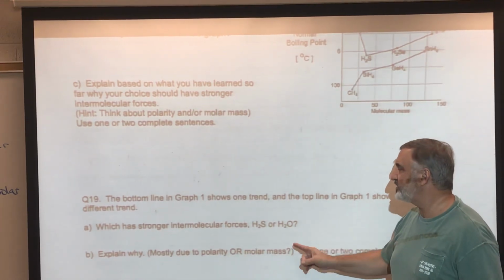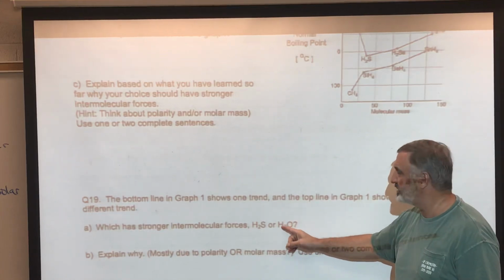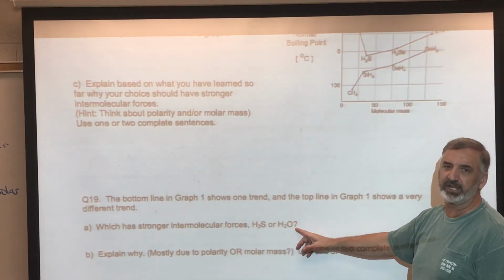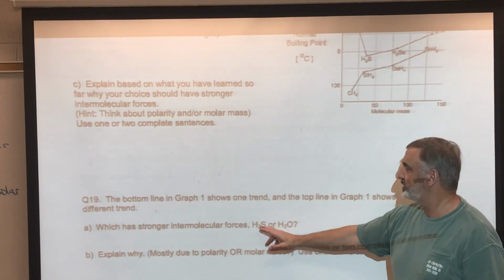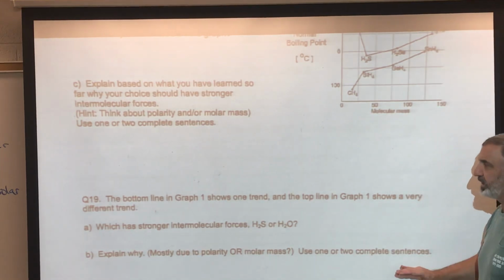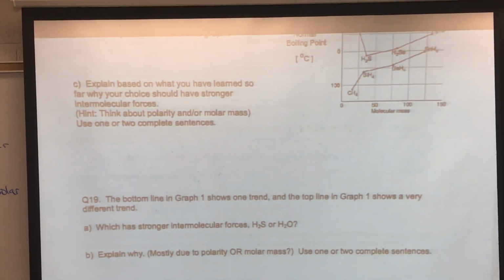Okay? But you really just have to say water has hydrogen bonds, whereas H2S does not, and therefore the attractive forces between the water molecules are much stronger than between H2S molecules, and as a result, it has a higher boiling point. Okay? That would be your explanation to number 19.